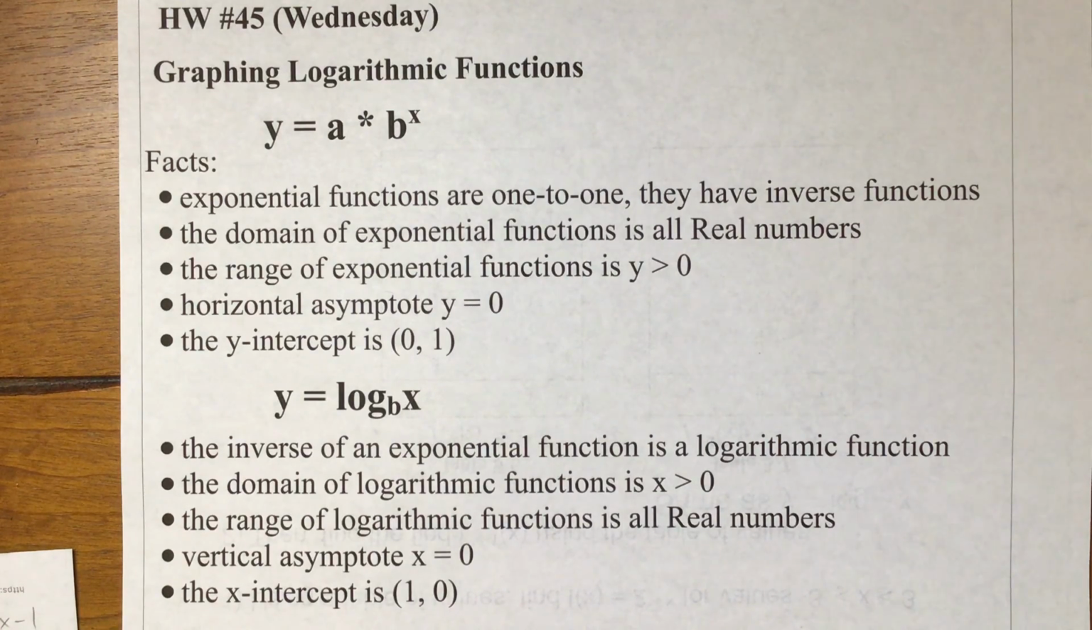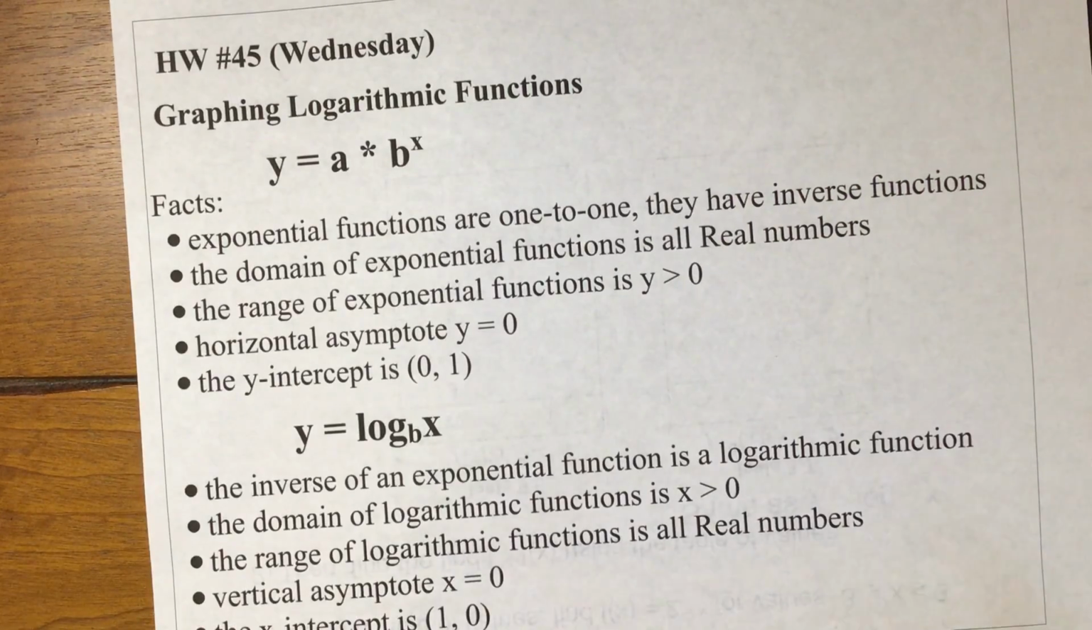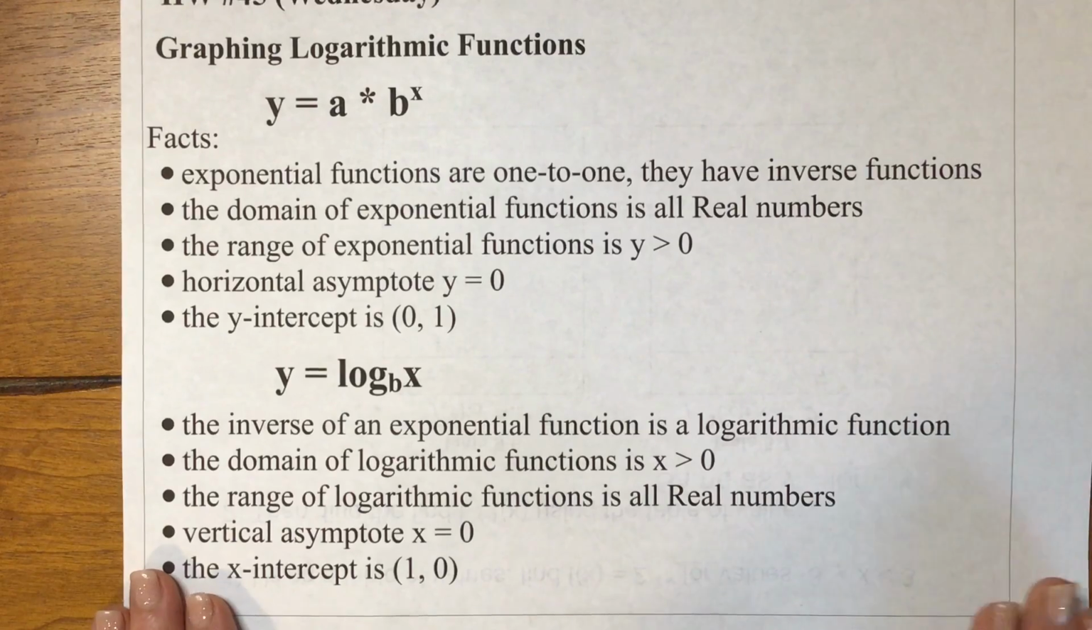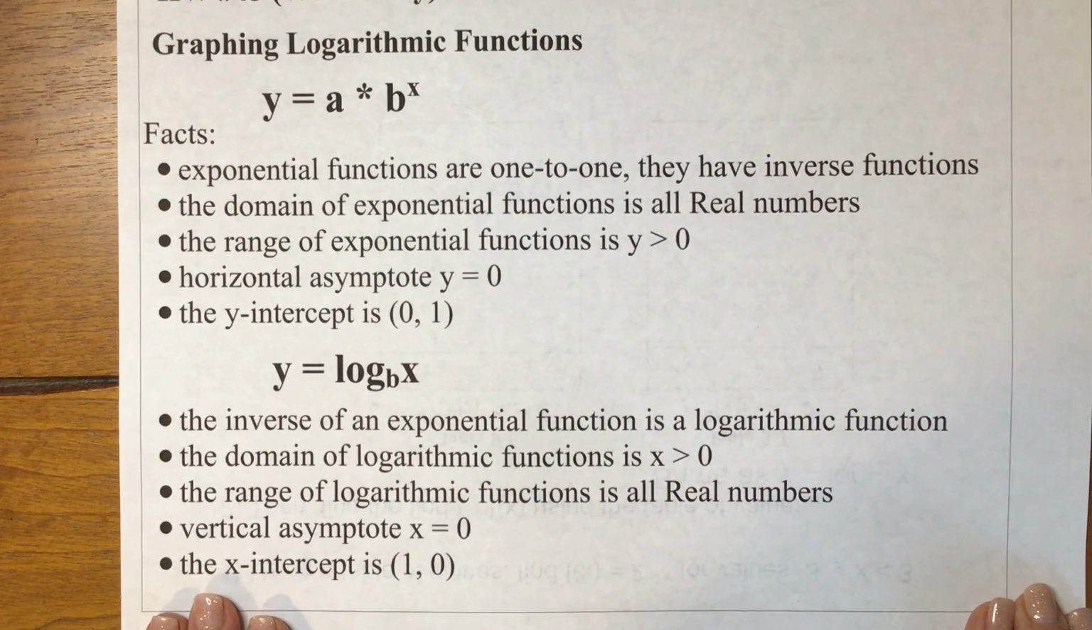The domain of exponential functions is always all real numbers. And the range of the exponential function is y is greater than 0. So an exponential function that hasn't been transformed has a horizontal asymptote of the x-axis, and the y-intercept is (0, 1). All right, so since log is our inverse function, it is also one-to-one.